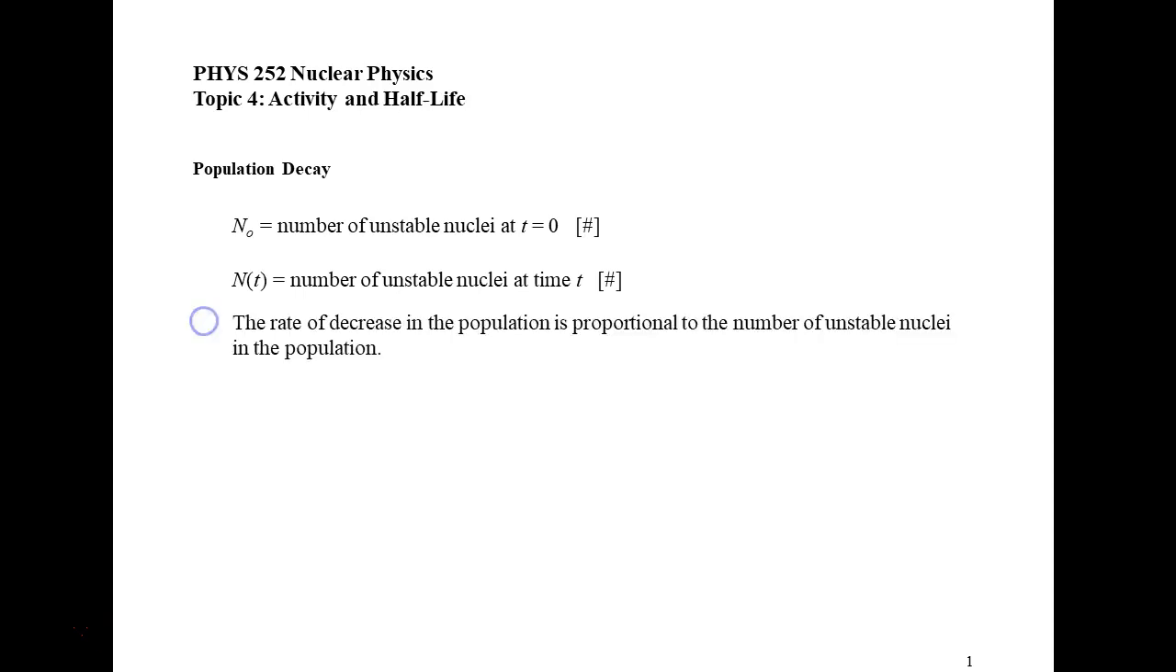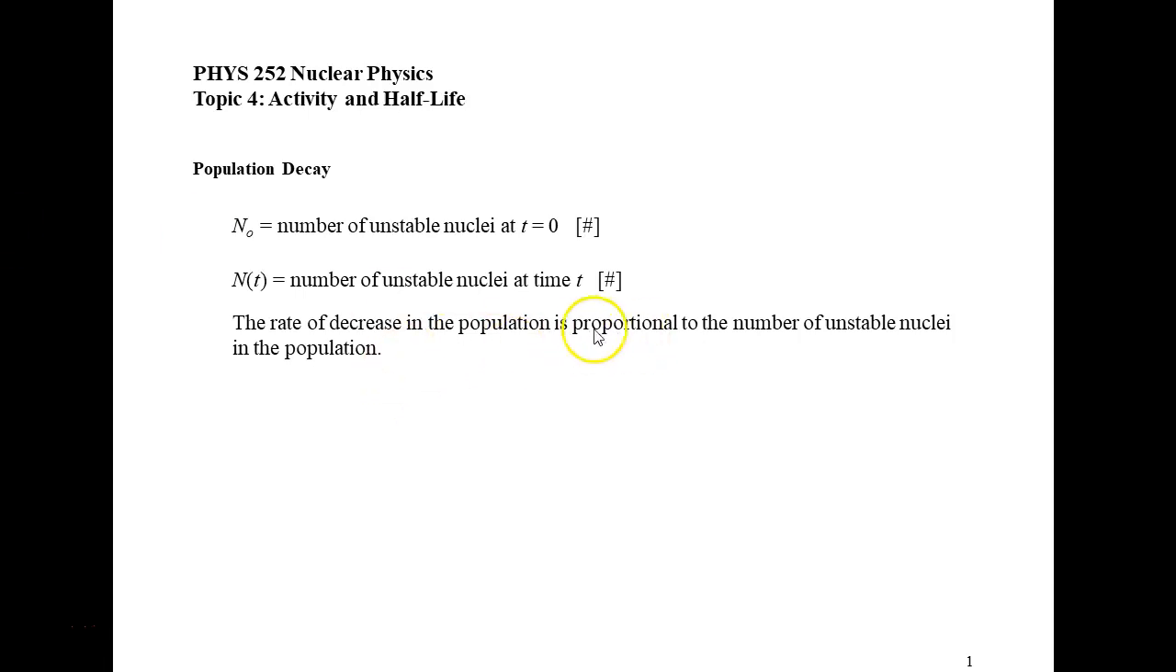Now what we find out, and this is an important observation, is that the rate of decrease in the population is proportional to the population. When you start out with a big population, the rate of decrease is rather high. But as the population gets smaller and smaller, the rate of decrease also gets smaller and smaller. So it is not a constant rate. The rate decreases in time.